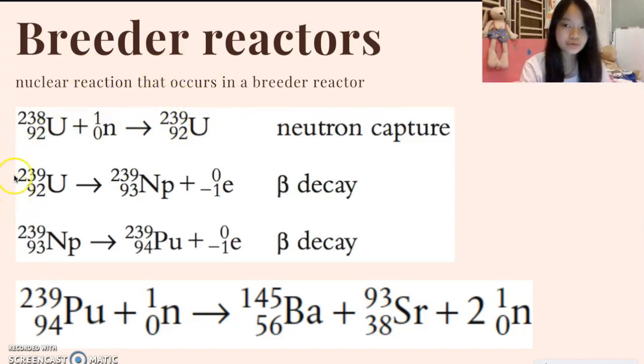Next, uranium-239 undergoes a beta-minus decay where a beta particle is emitted to form neptunium-239. Neptunium-239 further decays to form plutonium-239, which is a fissile material, with the emission of another beta particle. Finally, plutonium-239 is bombarded with a neutron and undergoes nuclear fission. The products are barium-145, strontium-93, and 2 neutrons.